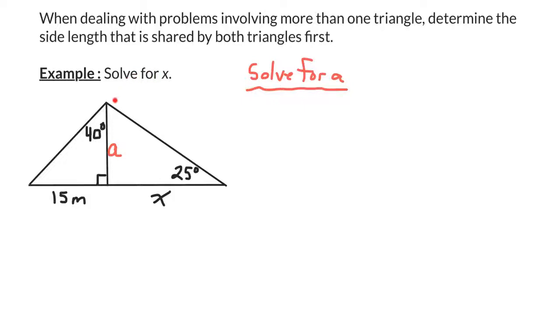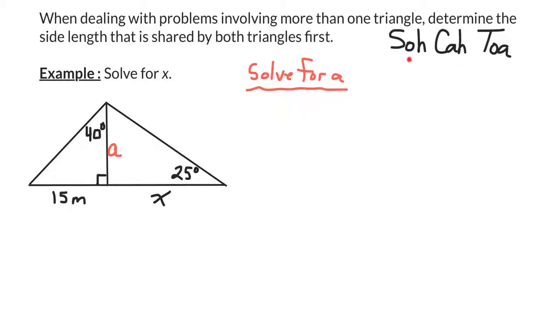If I look at the triangle on the right, I don't have enough information to determine the length of A. So I'm going to start with this triangle. I know two angles and a side. That's enough information to determine the third side. Since this is a right triangle, I can use SOHCAHTOA. So if this 40-degree angle is my reference angle, I know the opposite side, and I want to determine the adjacent side.